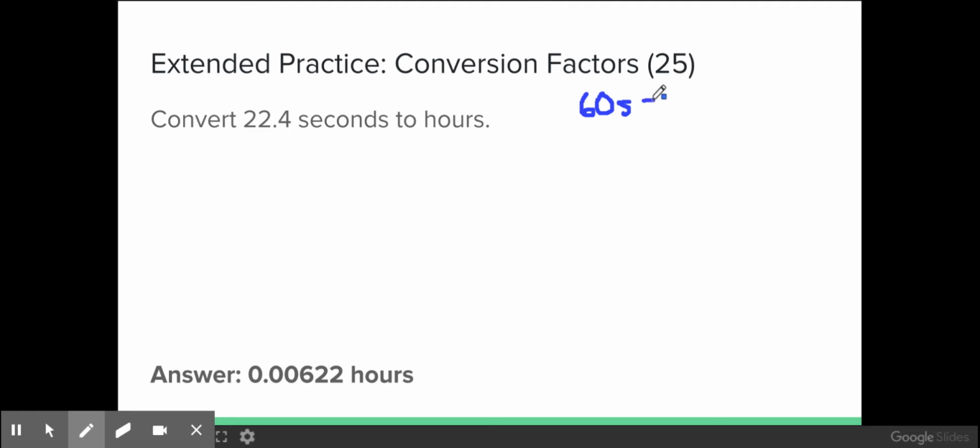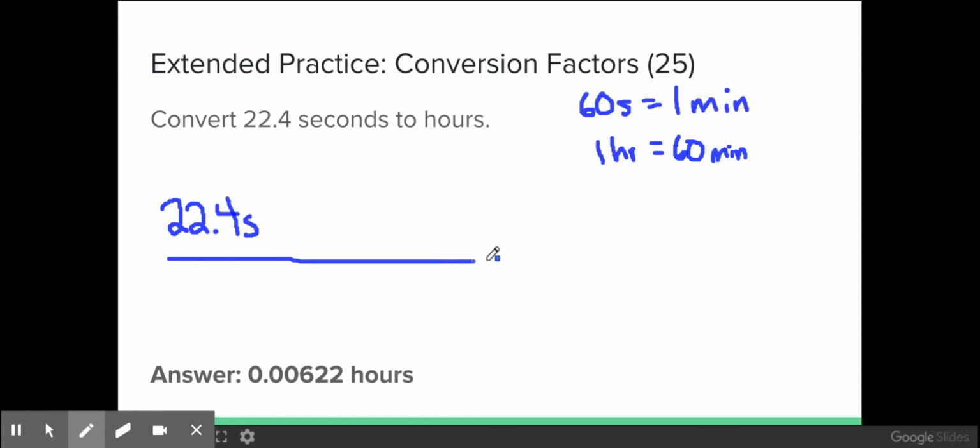I know that 60 seconds are equal to 1 minute, and I know that 60 minutes are equal to 1 hour. So to do this, I would set it up the same way with my 22.4 seconds on one side of my conversion factor chart, and I know that I want to convert to hours.